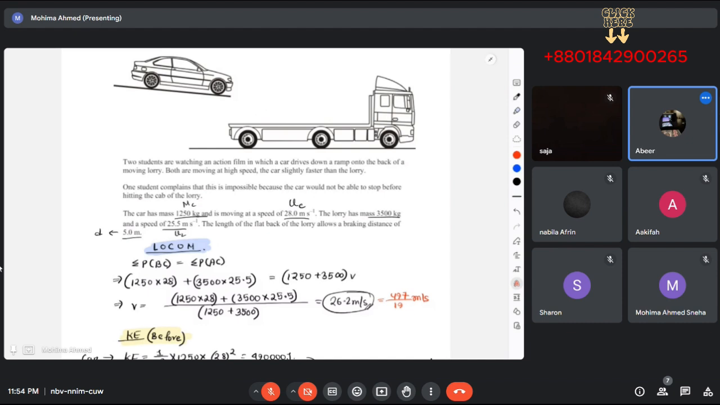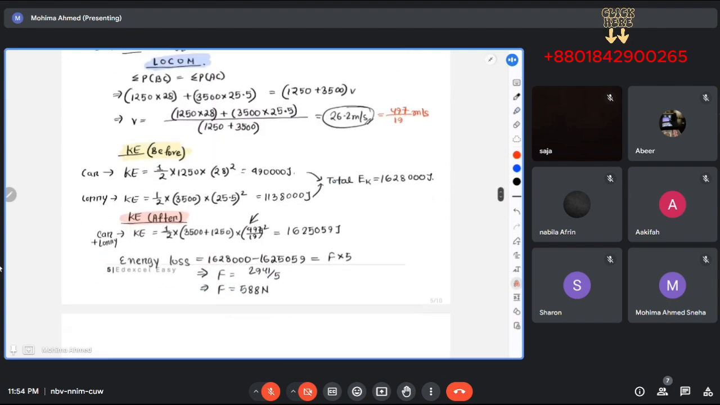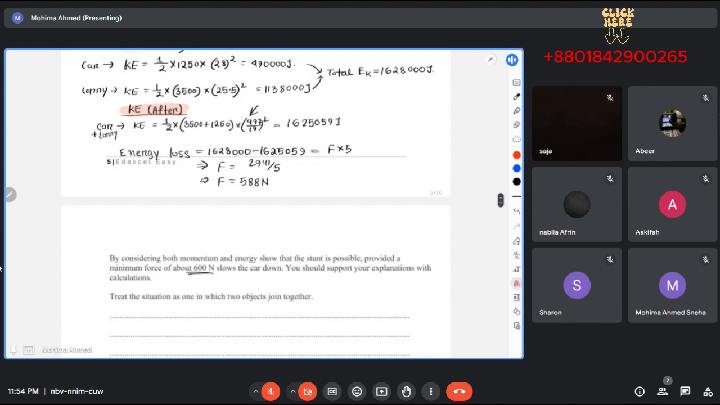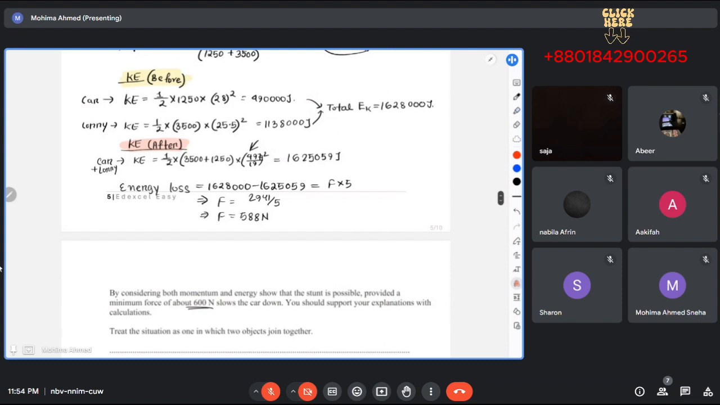No questions. Now we need to find out the final velocity. We have the initial velocity and masses available. So obviously we have to use the law of conservation of momentum to calculate this. We calculate the final velocity. And another thing, over here they've also provided that in order to make this possible, there should be a minimum force of 600 newtons that slows down the car before it can hit the front part of the lorry, right? So we have to prove that, according to our calculations, we are getting that 600 newton force or not.